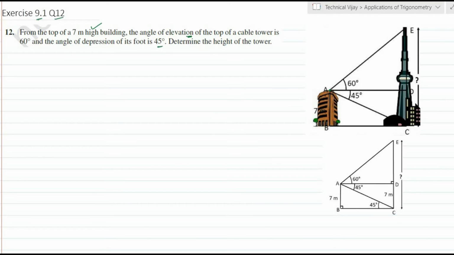So here is the foot of the tower. So this is the angle of depression. Because if you look above the horizontal, it is an angle of elevation, and if you look below the horizontal, it is an angle of depression. So this is equal to 45 degrees. Determine the height of the tower. So this height of the tower we have to calculate. These are the points A, B, C, D, E like this. That's the skeleton I have written here. So AB, CDE: AB is the height of the building, and CE, that is C to E, is the height of the cable tower.